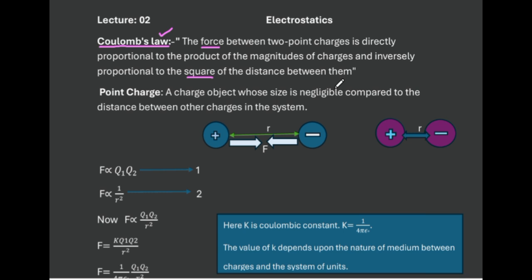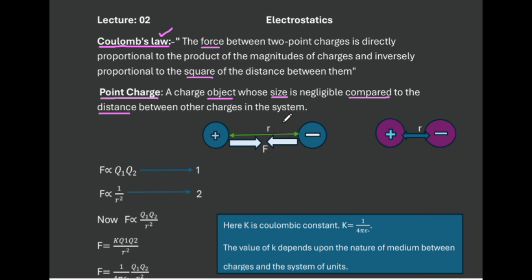Now let's come to know what is meant by a point charge. Let's consider a charged object whose size is negligible. It means that its size is very small as compared to the distance between other charges in the system.